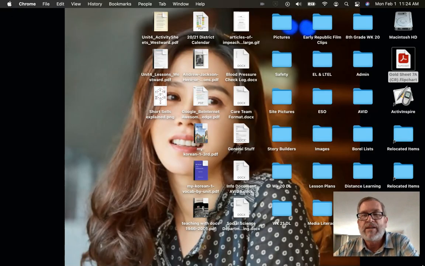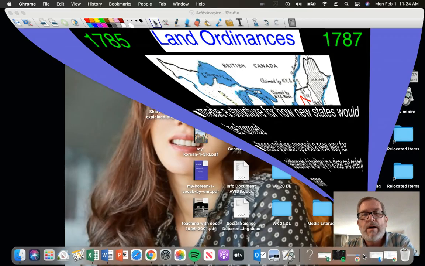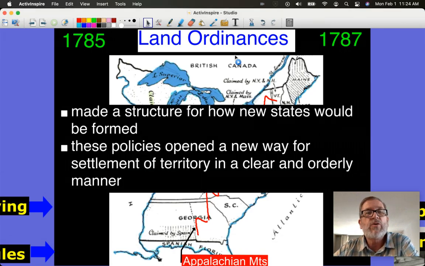Okay, let's get back to this. So land ordinances made a structure for how new states would be formed. And then, of course, these policies opened up a new way for settlement of the territories in a clear and orderly manner.